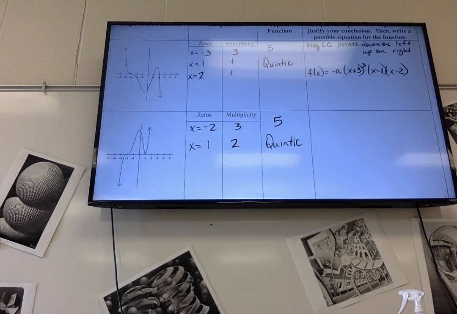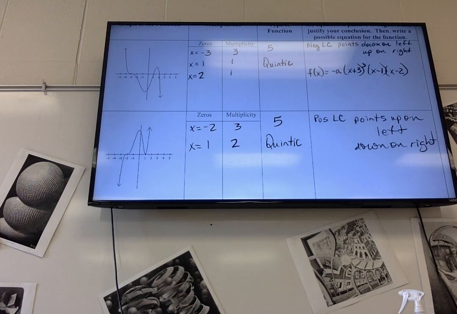Negative or positive leading coefficient, Justin? Positive. Positive leading coefficient because it points up on the left and down on the right. Points down on the left. I wrote that down backwards. Thank you so much. Try that again. Points up on left, down on right.